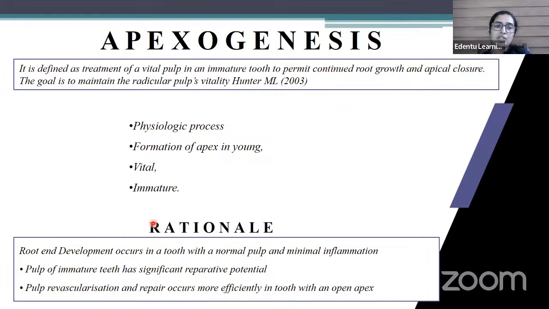Okay. Yeah, and talking about the rationale, the root development occurs in a tooth with a normal pulp and minimal inflammation, and the pulp of immature teeth has significant reparative potential. The pulp revascularization and repair occurs more efficiently in a tooth with an open apex. So that is the reason why we are heading on with this apexogenesis.